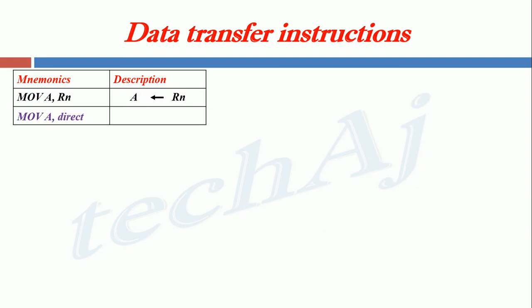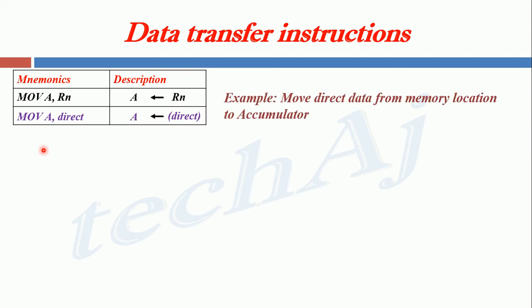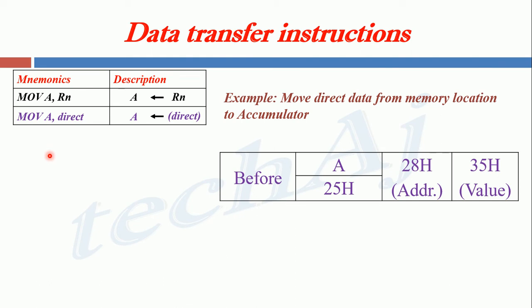Next instruction is MOV A, direct. In this case, direct is the memory address from which the data is copied into the accumulator. So whenever this instruction is executed, the data from the direct memory address is copied into the accumulator. For example, if initially we have the accumulator with the value 25H and we have some address 28H, at this location we have the value 35H.